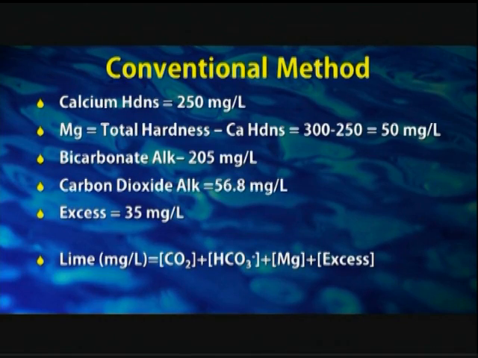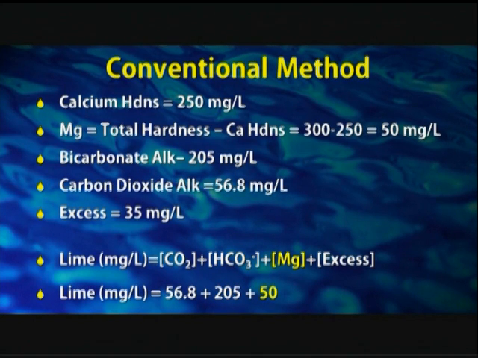Now when we're going to figure out what each of these constituents is, we plug them into our equation that you see highlighted in white. The carbon dioxide concentration as CaCO3 is 56.8, plus the 205, which is the bicarbonate, plus the 50 magnesium, plus the 35 extra, and then we're going to get a total of approximately 350 milligrams per liter of lime as the dose we need to add.